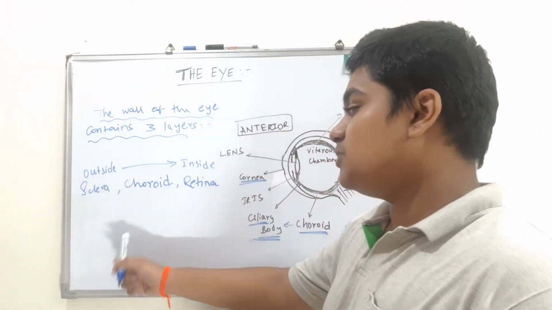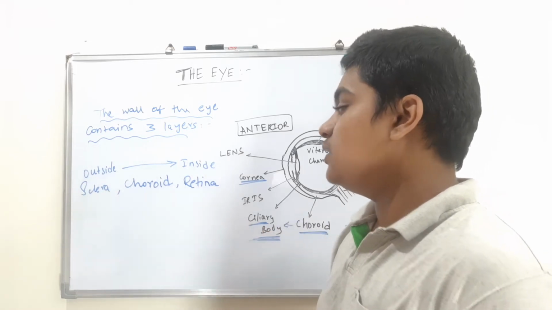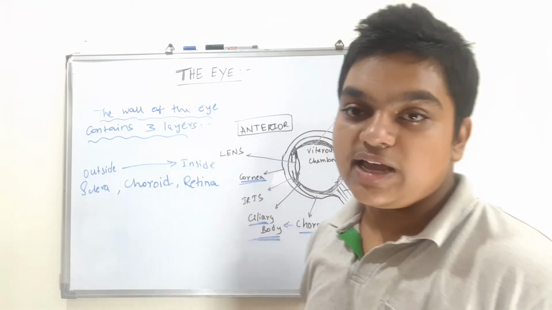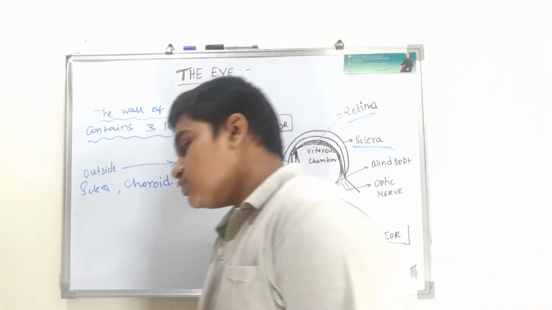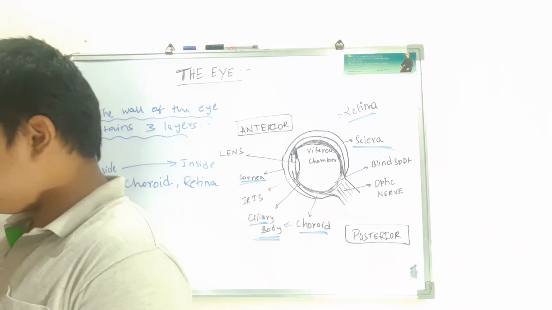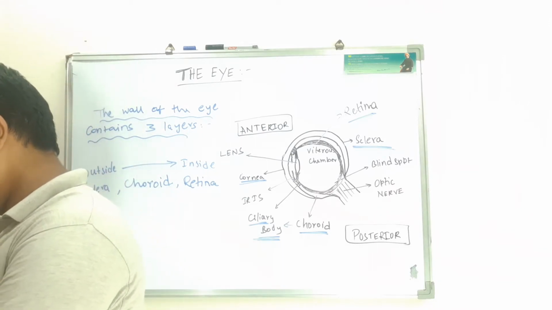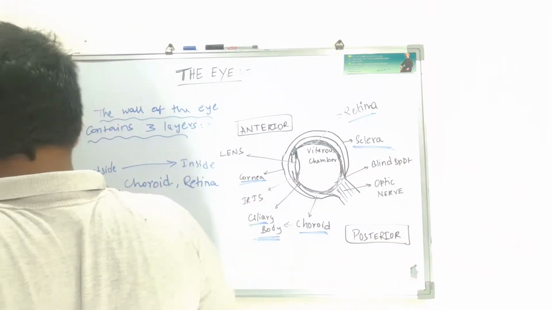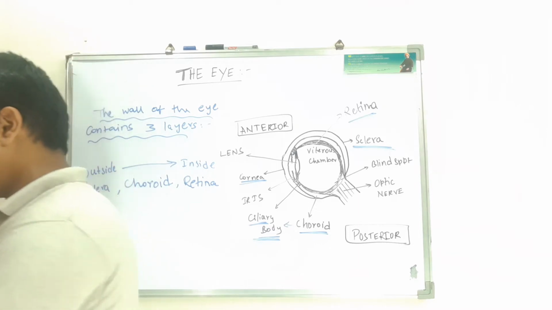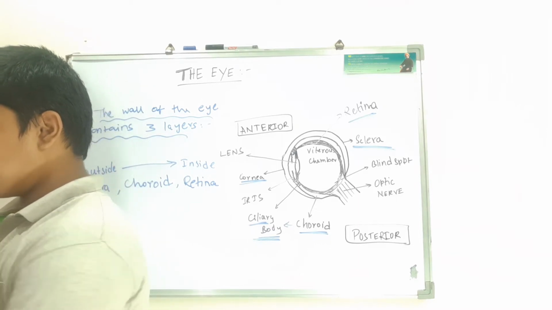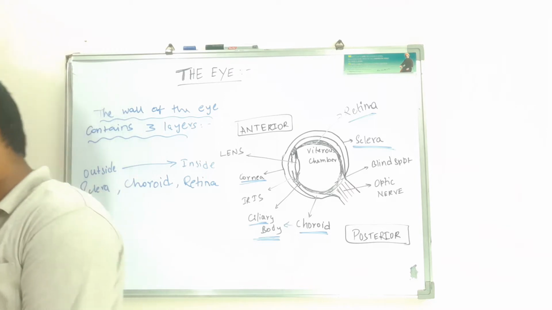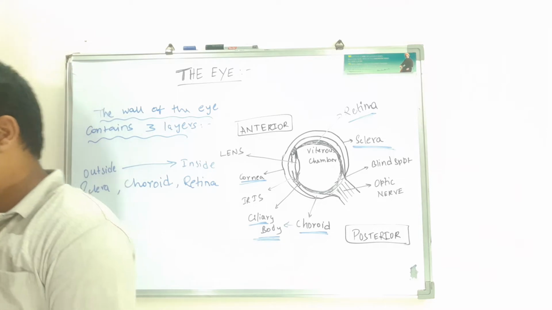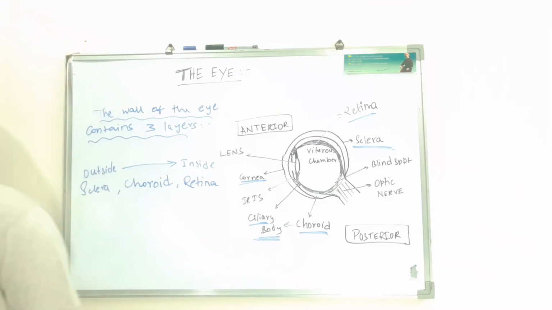So these are the layers. Please make a note: sclera, choroid, retina. Sclera, it is the outermost layer. Choroid, it is the middle layer. The retina is your inner layer. So got them? Very clear? And another point I have missed. Sclera is formed with dense connective tissue. Okay, got it? Please make a note of it.